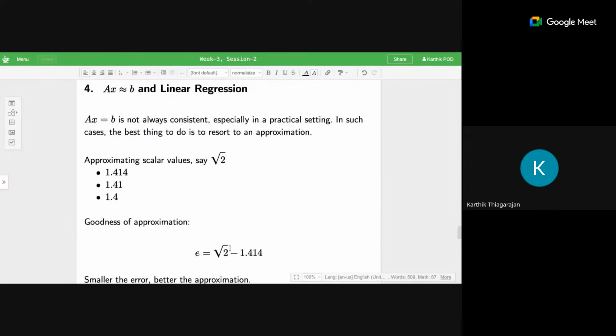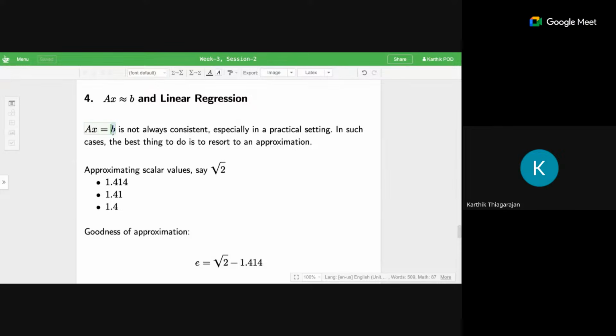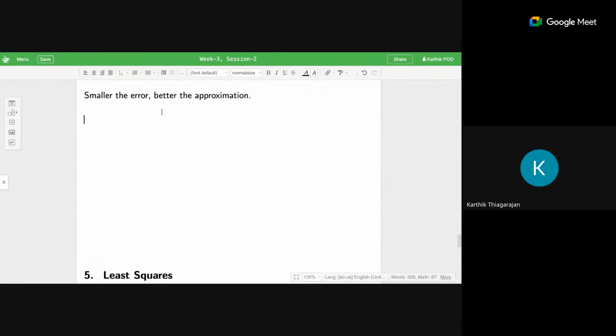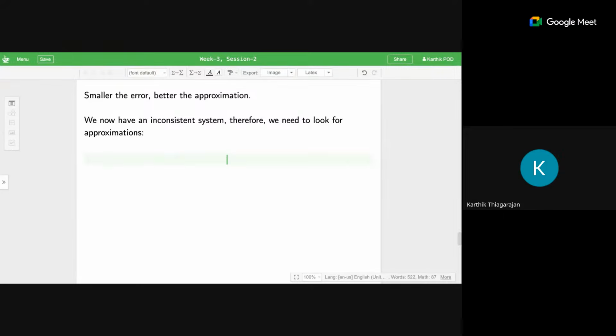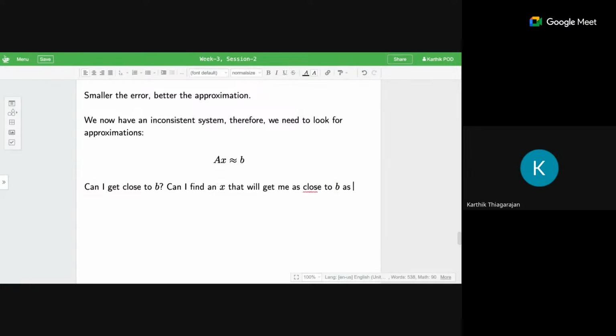Now, how do you approximate vectors? Notice that we now have an inconsistent system. Therefore, we need to look for approximations. So we are now solving Ax approximately b, meaning can I get close to b? Can I find an x that will get me as close to b as possible?